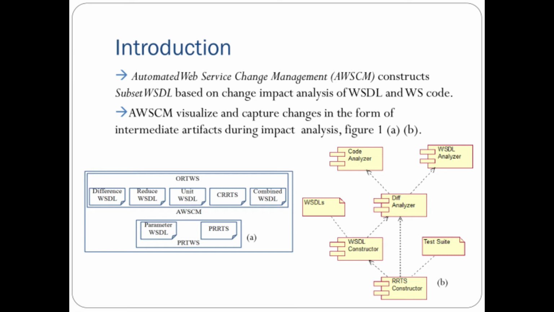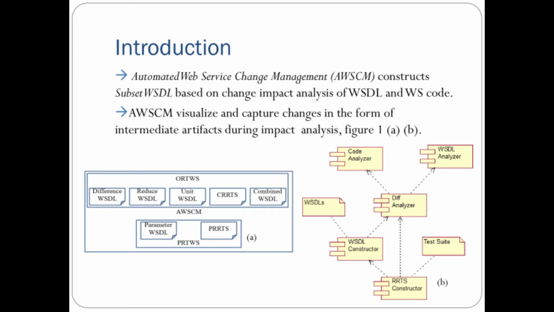These two figures describe the architecture. In the AWSCM, there are two parts. The first is ORTWS, meaning operationalized regression testing of web service. Difference WSDL, reduced WSDL, and unit WSDL are generated from these three things. And combined WSDL is the combination of all the difference WSDL, reduced WSDL and unit WSDL. Then what is the main purpose of this ORTWS? It generates combined RRTS. What is RRTS? Reduced regression test suite, based upon this combined WSDL.